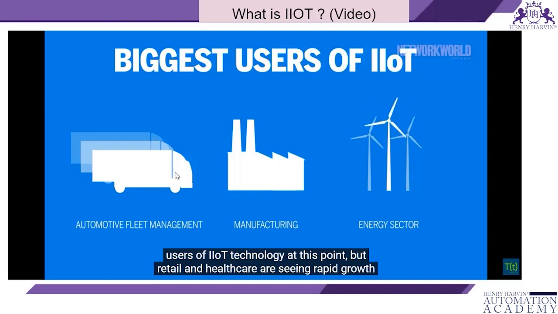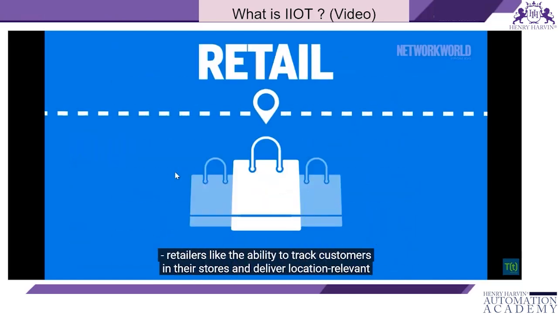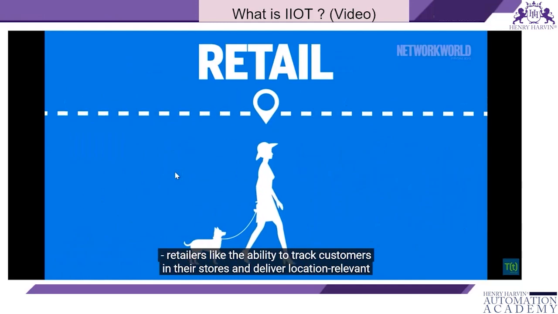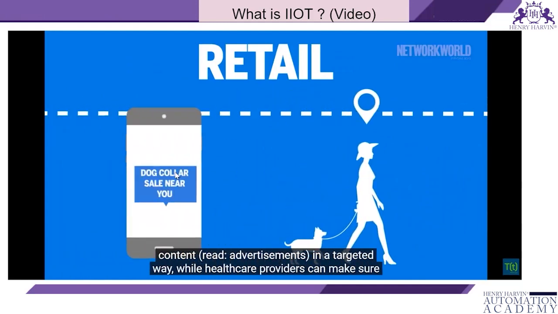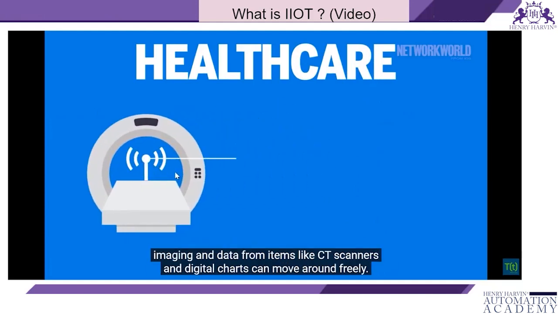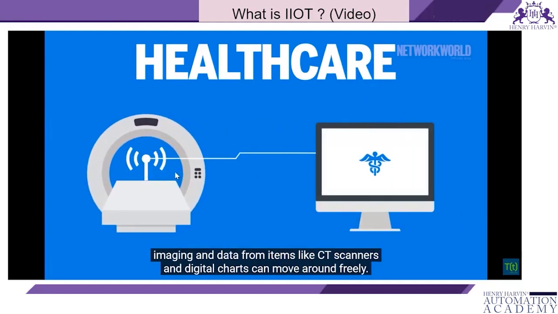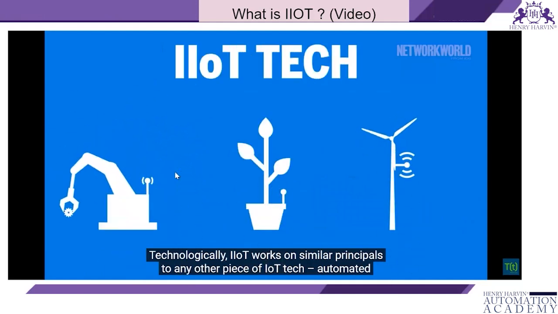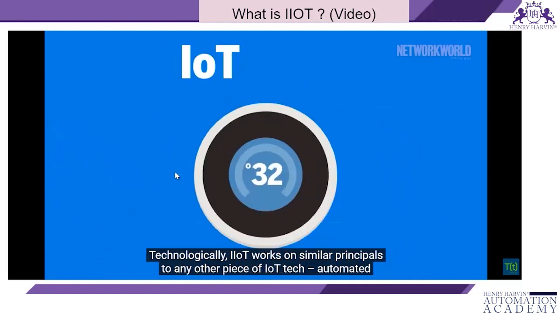retail and healthcare are seeing rapid growth. Retailers like the ability to track customers in their stores and deliver location-relevant content, read advertisements, in a targeted way, while healthcare providers can make sure imaging and data from items like CT scanners and digital charts can move around freely. Technologically, IIoT works on similar principles to any other piece of IoT tech.